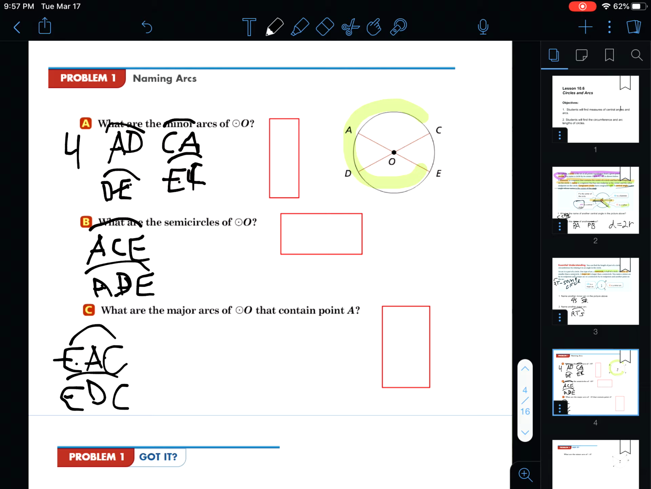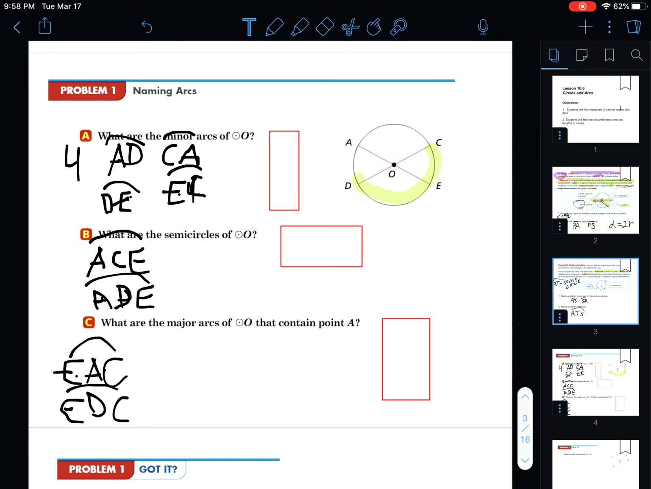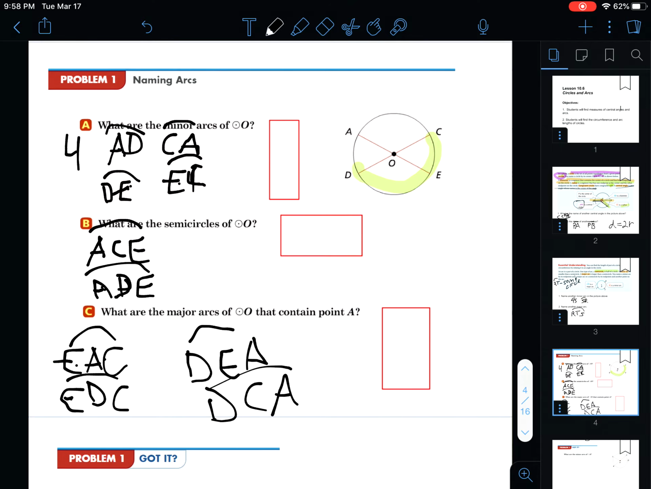And you could also start at this side and call that arc DE. You'd have to go all the way around to A, though: DEA, or DCA. Now, turn those around, you get different names, but the same arcs identified. Let's go on.